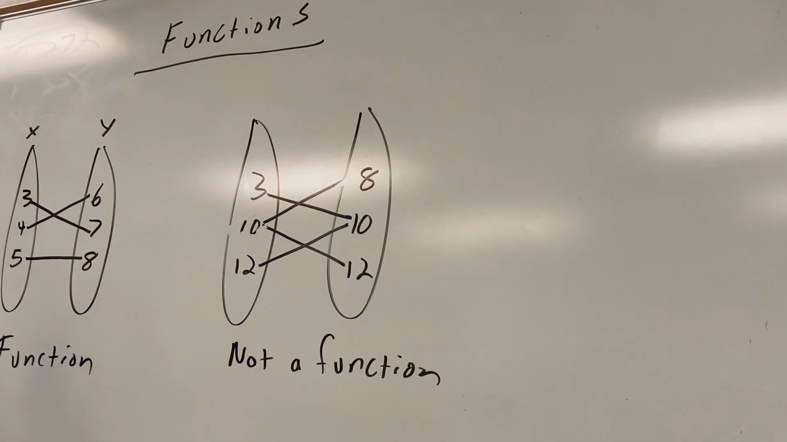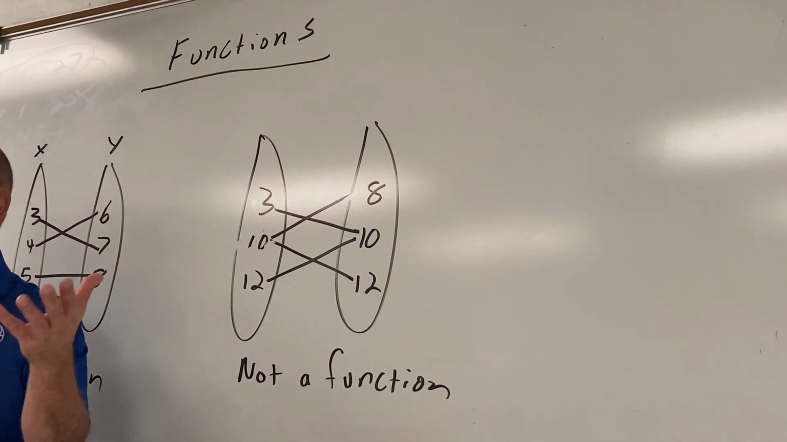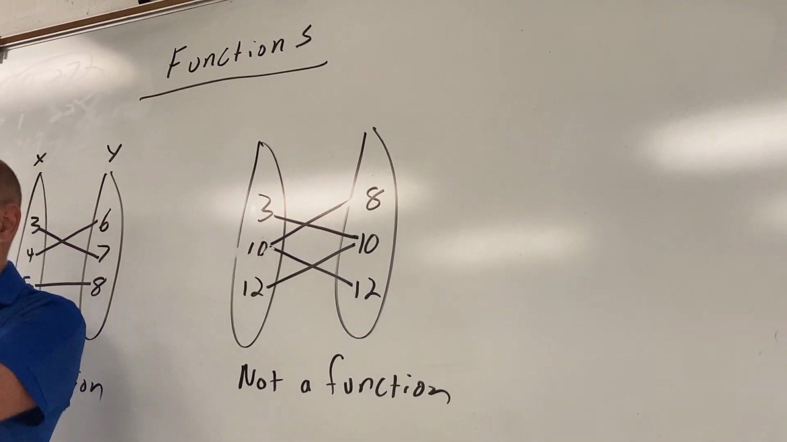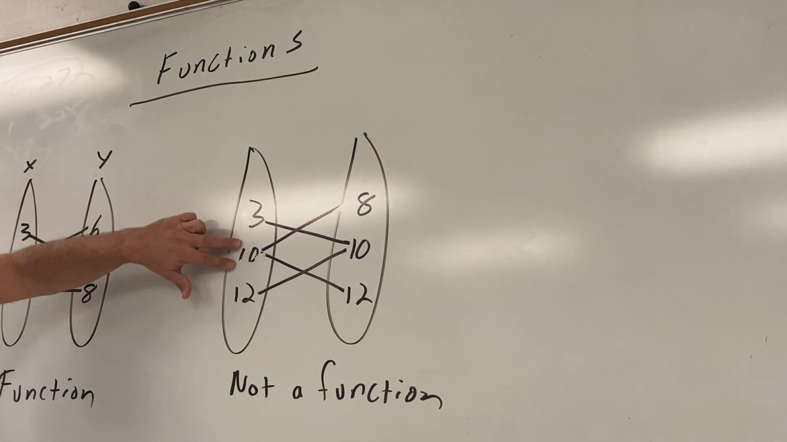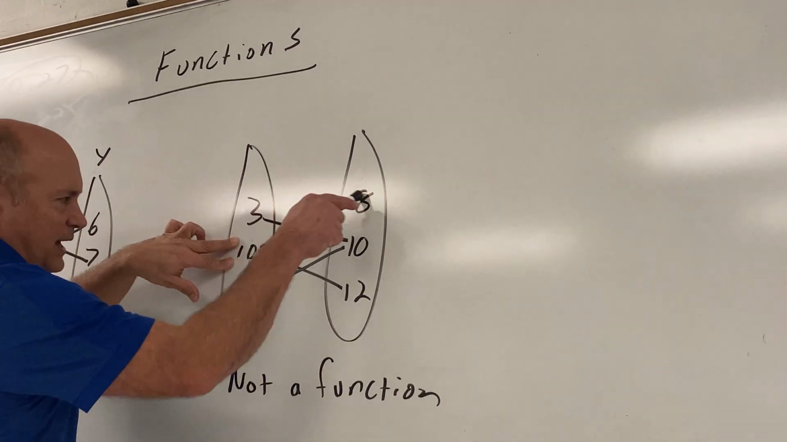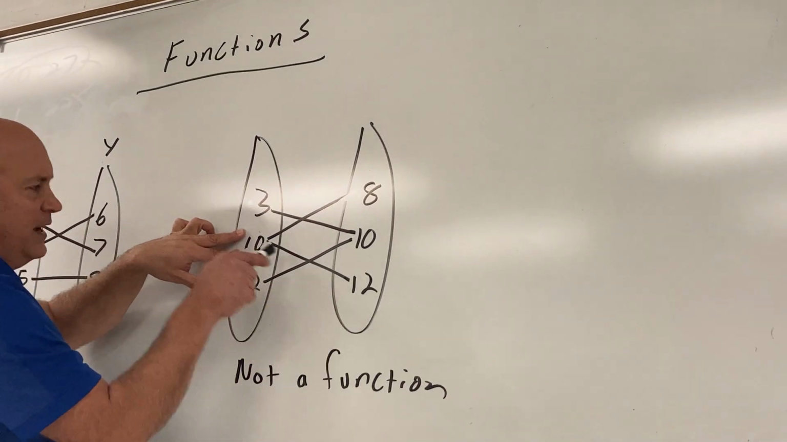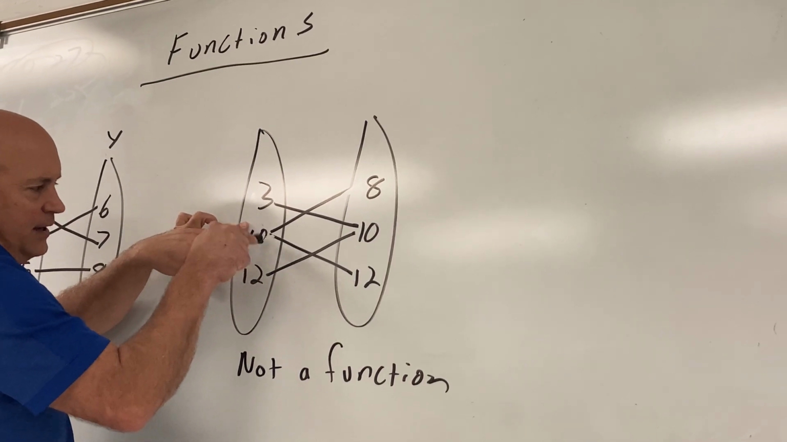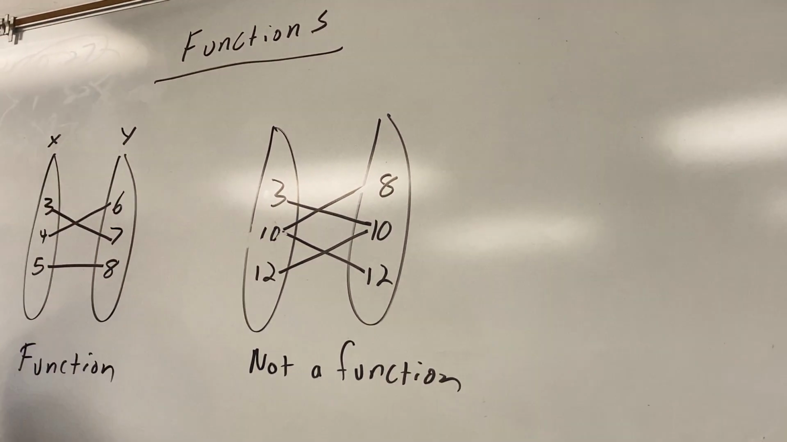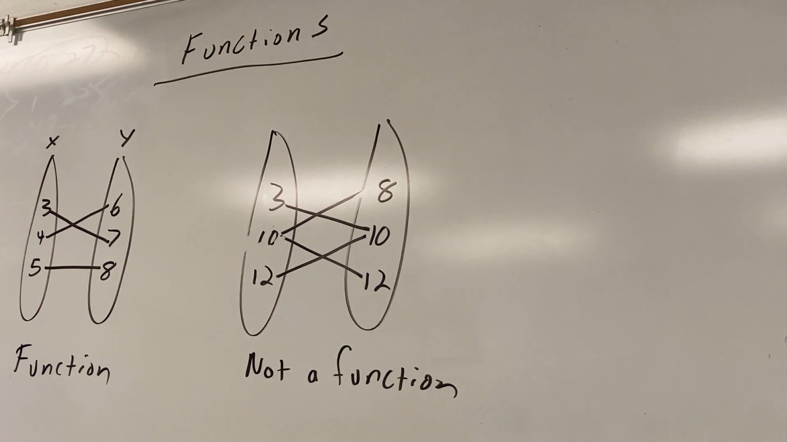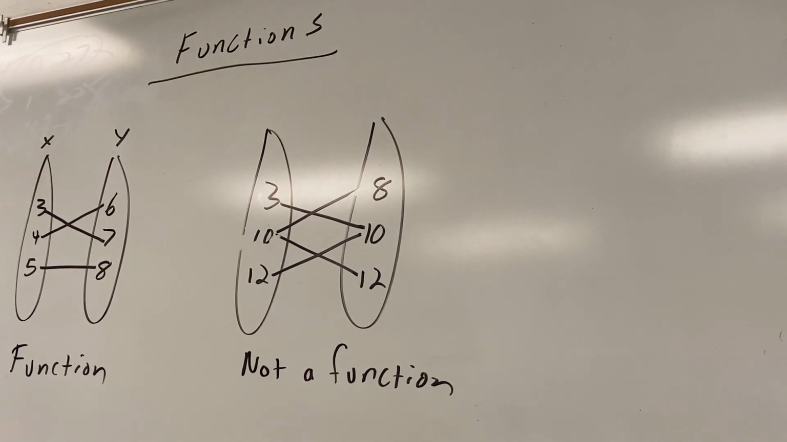You need to look at the girl and see who her boyfriend is. If she has 2 boyfriends, it's not a function. This girl right here has a boyfriend number 8 and a second boyfriend number 12. She is cheating. That one causes it to be not a function. Why can the boys be cheating? It's just the way it is.